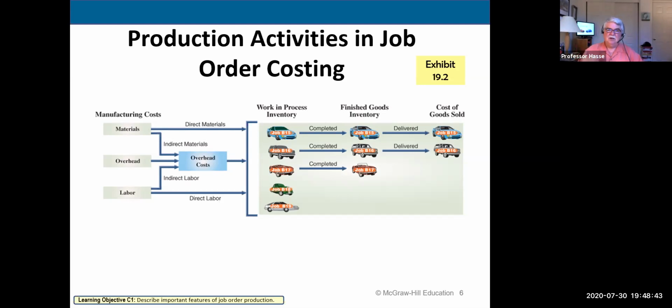If it costs us $100 to make a product and we sell it for $80, we're not going to be in business very long. If it costs us $100, then we know we have to sell it for more than $100 to cover our period costs and make a profit. So understanding what it costs us to produce a product is very important. That definition is in chapter 19.